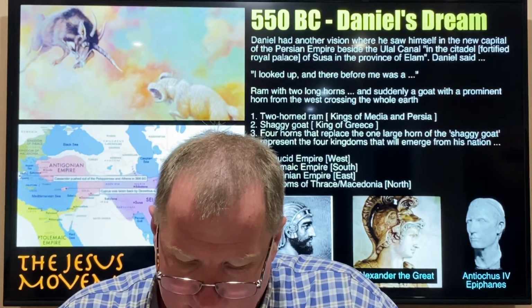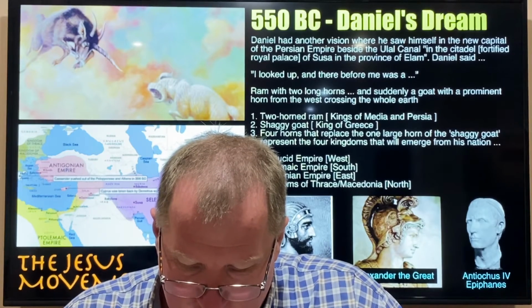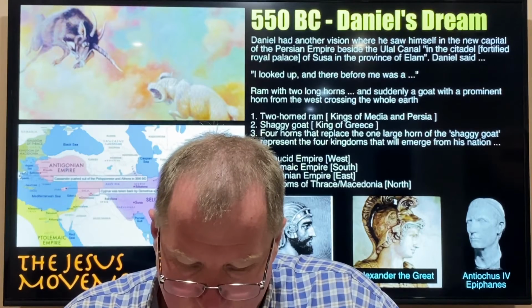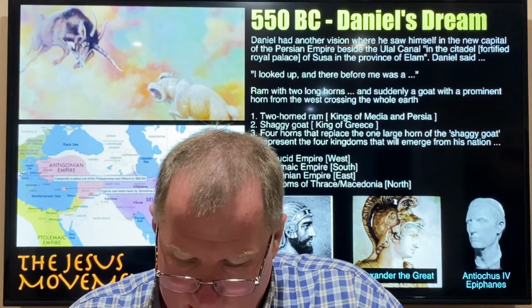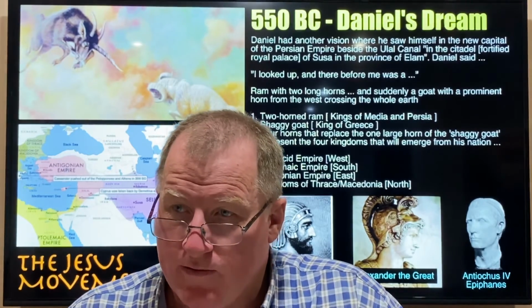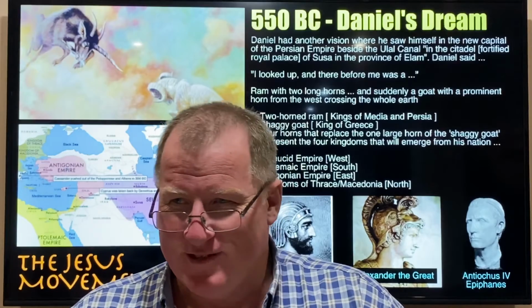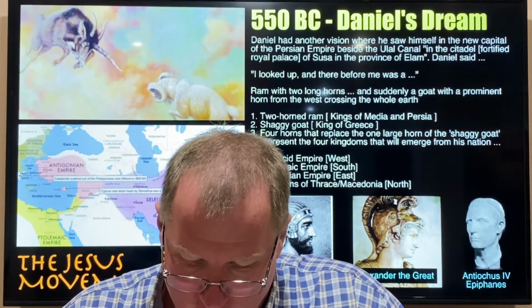Daniel described how the goat charged and attacked the two-horned ram in such a rage it shattered his two horns. Unable to stand against the goat, the ram was struck down and trampled. The goat then became more powerful, and at its peak his one prominent horn broke off to be replaced with 4. Keeping up with all this? A lot of stuff, isn't it? To be replaced with 4.